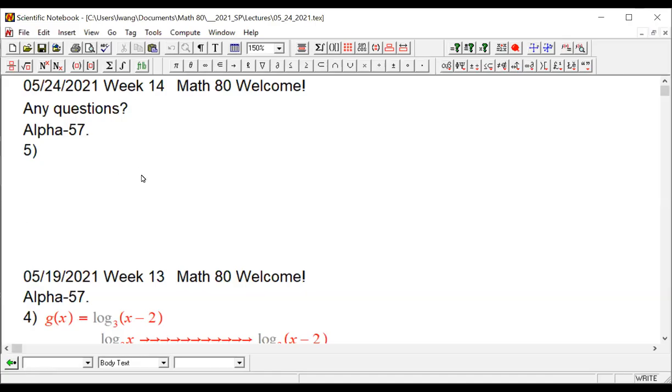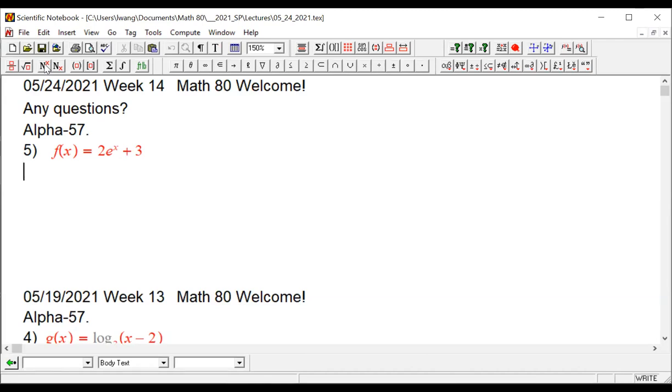All right, almost forgot. So we're going to continue what we left off on alpha 57, which is to find inverse and identify domain and range along the process. Okay, so number 5, we have f of x equals to 2 multiply e to the power of x plus 3.